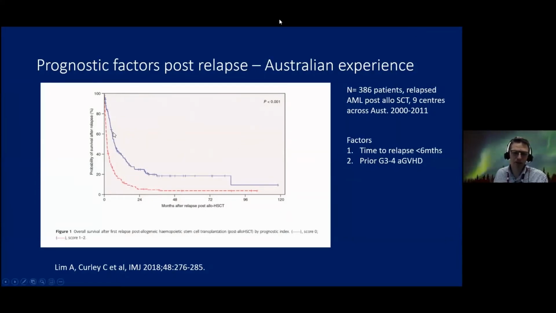So the blue curve shows the survival of patients who relapsed after 6 months post-transplant and had not experienced acute GVHD of any great severity. So I guess these results did show us that there is a proportion of patients who potentially can have a reasonable long-term outcome, with very mature follow-up there, with some forms of therapy after relapse post-transplant.